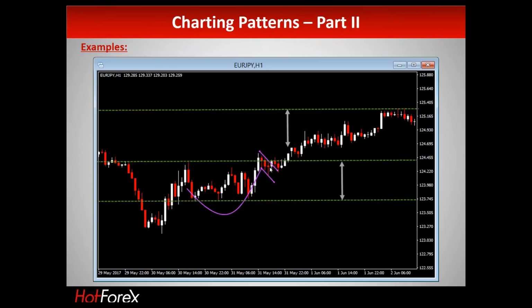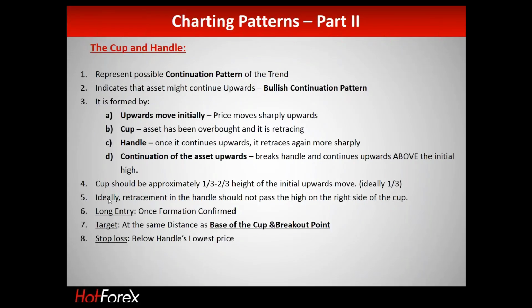It retraced down, and then it broke the handle, consolidated a little bit, but created a new high. So this high over here is higher than the initial move, and then even higher than our handle. So it broke the handle for good. So we have a fully formed cup and handle pattern. So ideally, retracement in the handle should not pass the high on the right side of the cup.